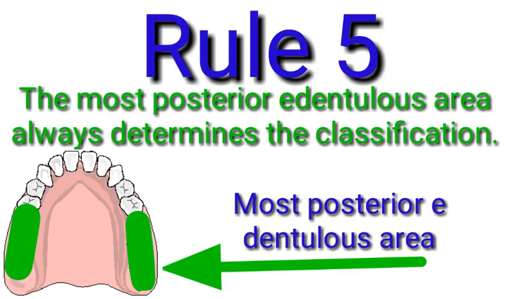Rule number 5. The most posterior edentulous area always determines the classification. Viewers, below the picture you can see the most posterior edentulous area considered in the classification. That's Kennedy's class 1. Bilateral edentulous area located posterior to remaining natural teeth.